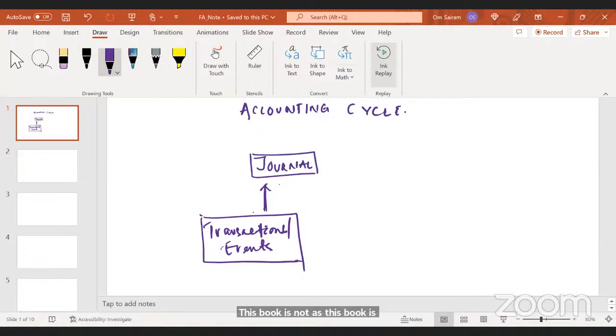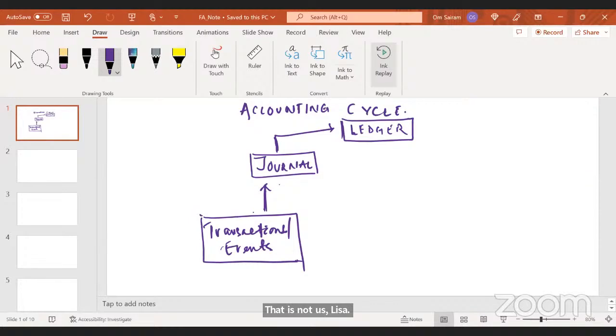So after recording the transactions or events in the journal, we have to post them into another book that is known as the ledger. After recording the original transactions or events in the journal, we have to classify all the similar transactions and group them together in another book, that is known as the ledger.